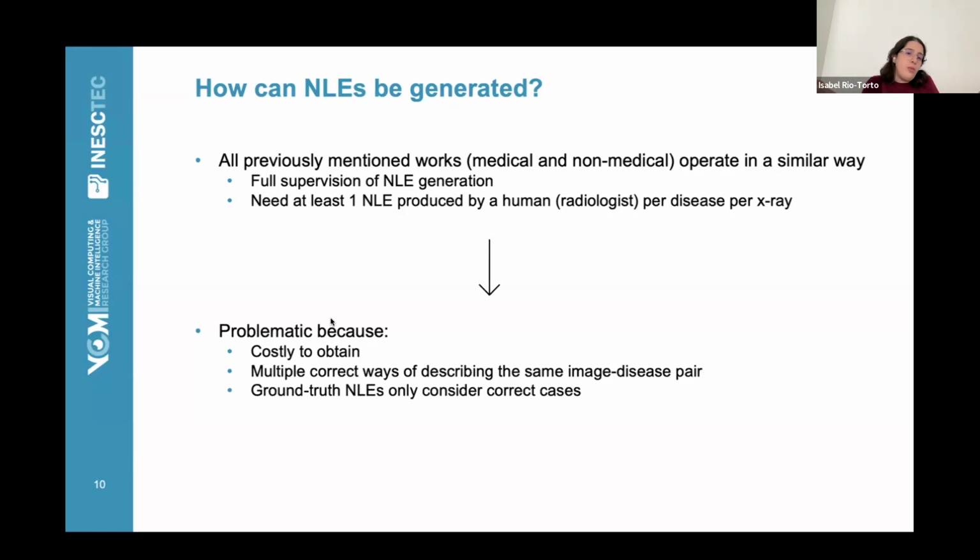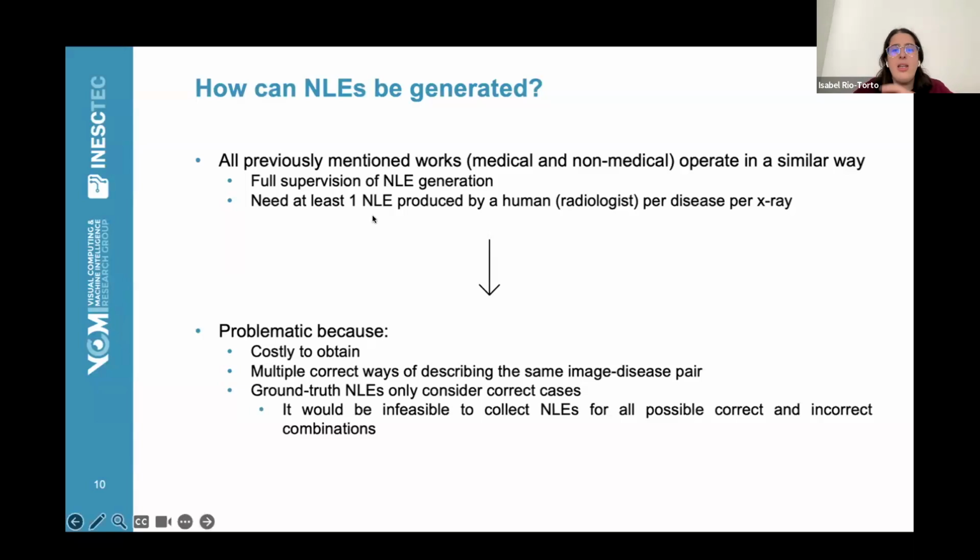And furthermore, usually when we collect these data sets, we only consider the correct cases: this image has pneumonia, so I will give the explanation for pneumonia. The thing is, we are explaining the models. We are not explaining the images. So we would need an infinite amount of ground truth sentences for all the possible decisions that all the possible models that we want to explain would have. And this is infeasible because, keep in mind, we want to explain not the image, we want to explain the decision process of the model. So we would need sentences for all the options that these models would produce.